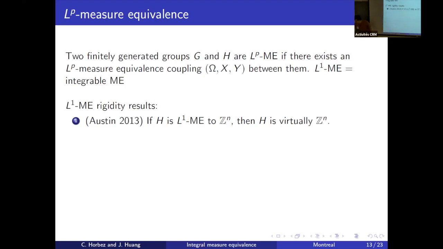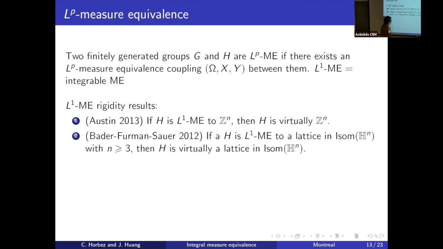Now there's another result. It says that if your group is L1 ME to a lattice in the isometry group of Hn, then it's virtually a lattice in the isometry group of Hn. Let me mention that this statement is well known on the QI side. It's not known for ME. If you drop this L1, nobody knows what happens. But there is at least an L1 version. In general, the metric equivalence classification of hyperbolic groups is extremely difficult. There are not many invariants.